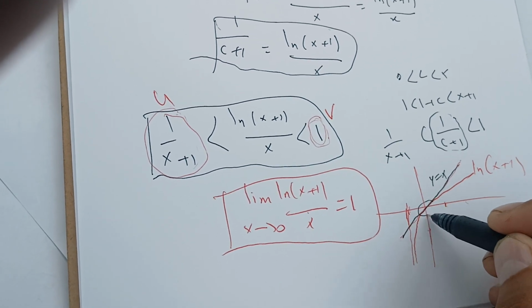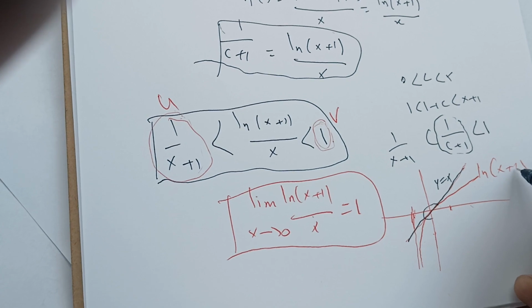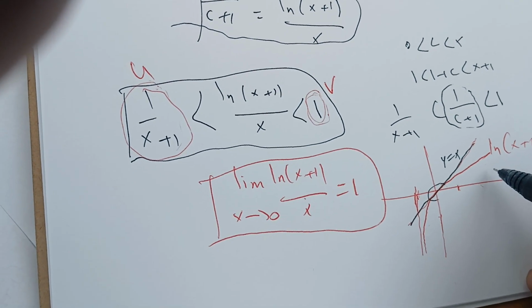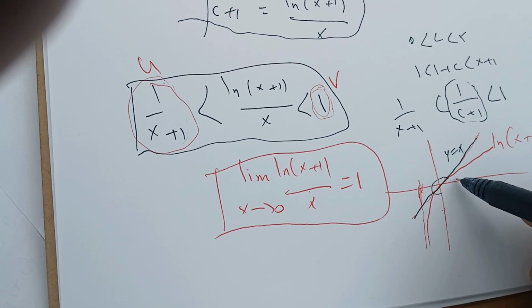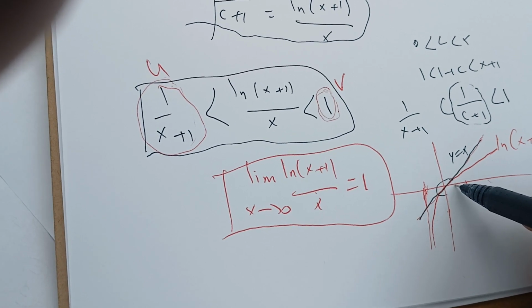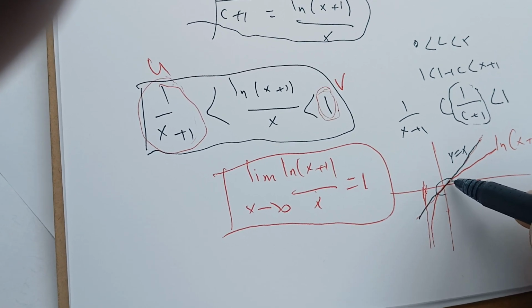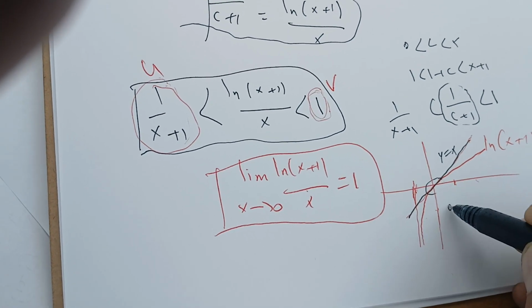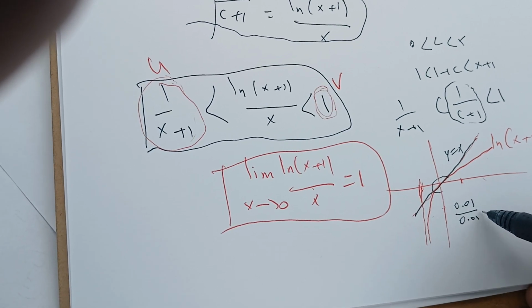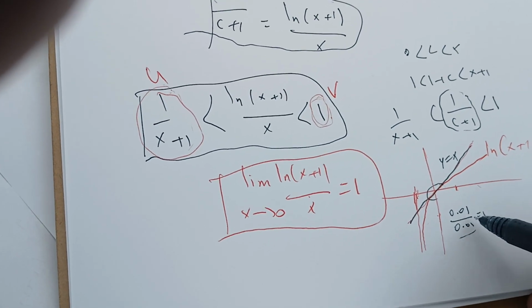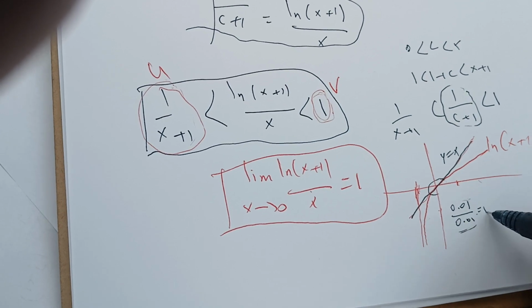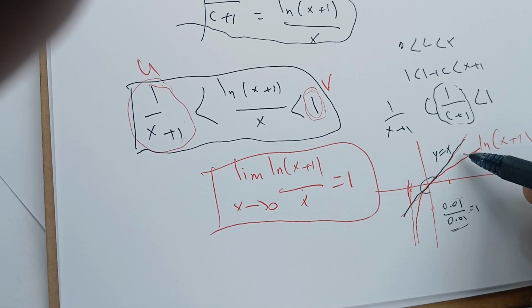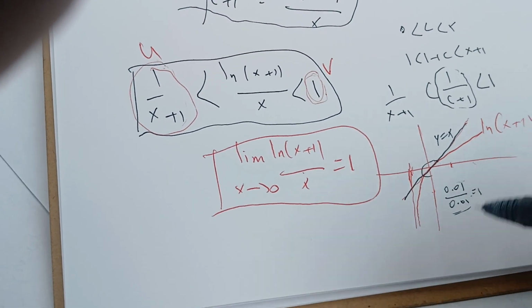So when we are close to 0, ln(x+1) and x look the same. This ratio is almost 1 because these two quantities are not 0, but when you divide them, you get 1 because they are very close. It's like 0.01 divided by 0.01, it's 1. And maybe smaller than this. So this is a graphical, hand-waving proof that this limit is 1.